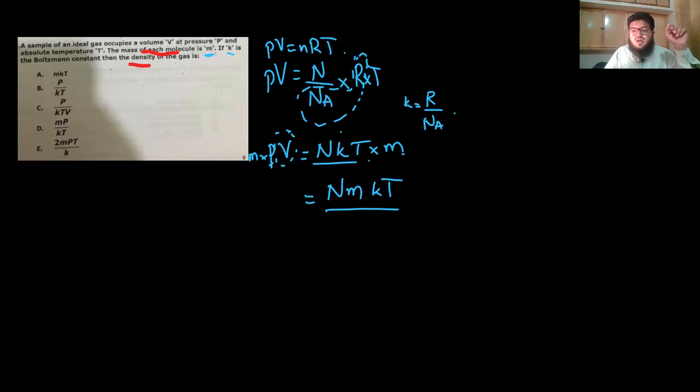When I bring it over here, this is going to become Pm equals nm kT upon V, right? Now nm upon V is also equal to the density, because this is the total mass divided by the total volume of the gas, right?